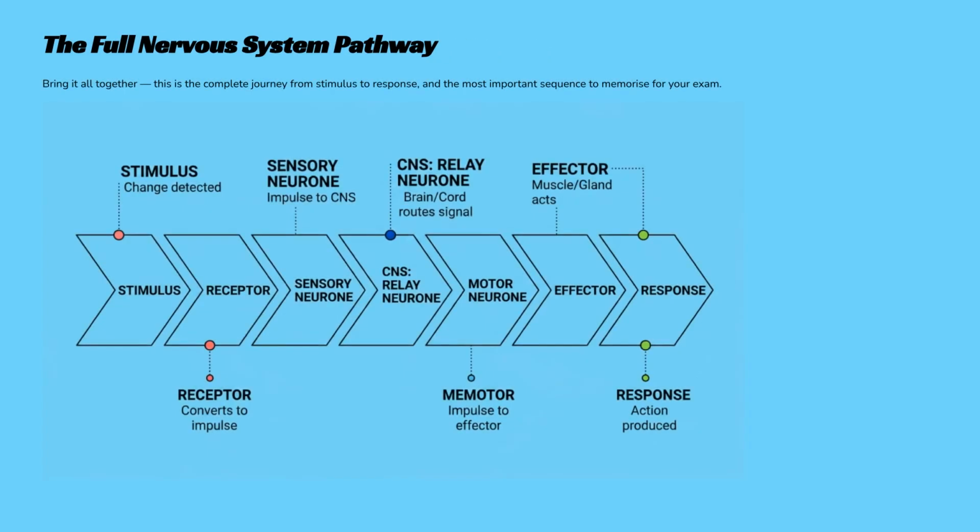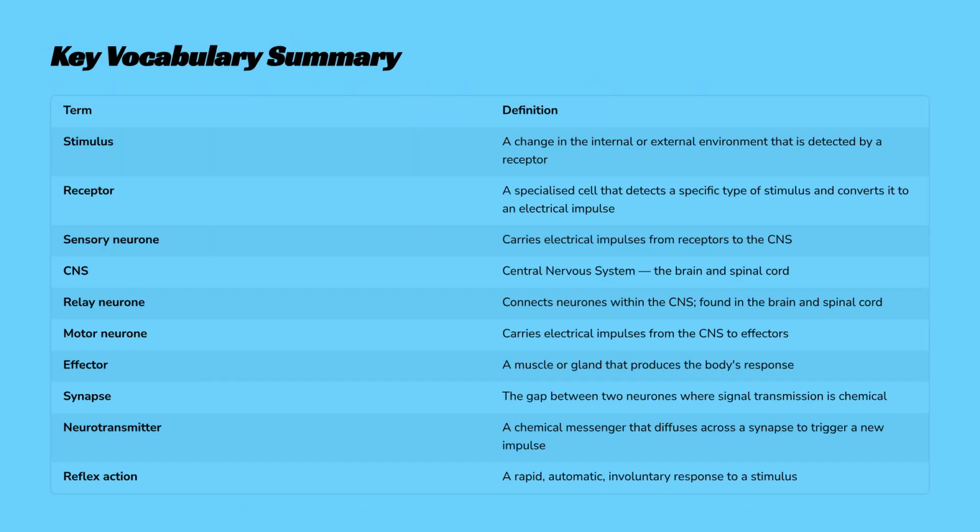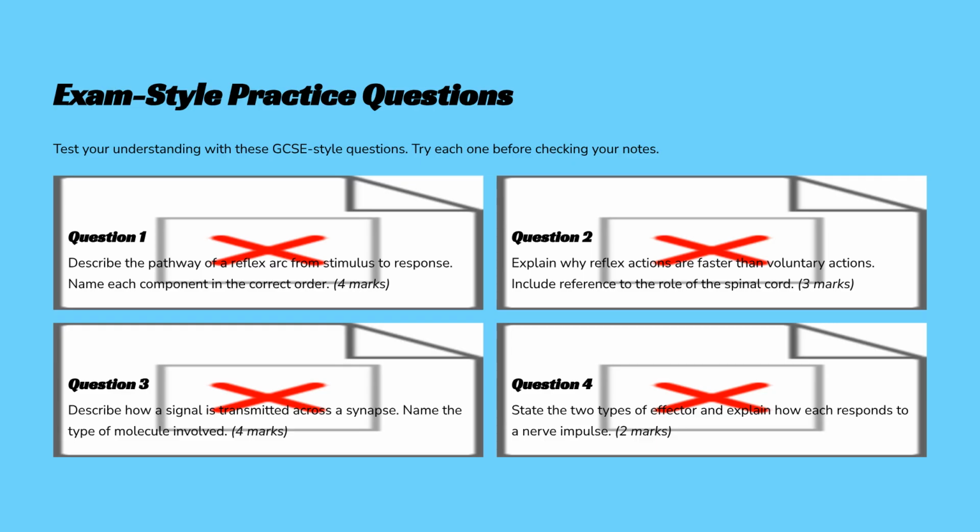This diagram summarizes the full nervous system pathway. Memorize the sequence from stimulus to response: receptor, sensory neuron, CNS, motor neuron, and effector. Mastering this pathway will help you answer most nervous system questions. Here is a summary of all the key vocabulary. Ensure you can accurately define each term before your exam, especially stimulus, receptor, all neuron types, CNS, effector, synapse, and reflex action. Test your understanding with these exam-style practice questions.